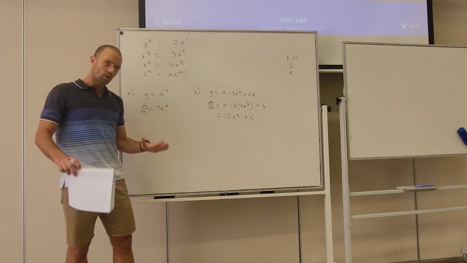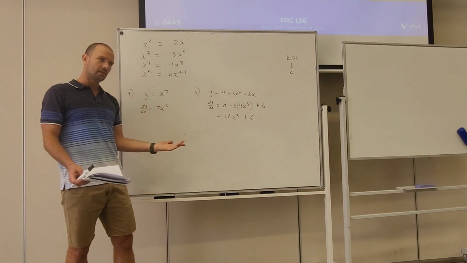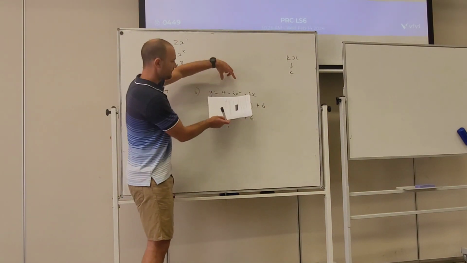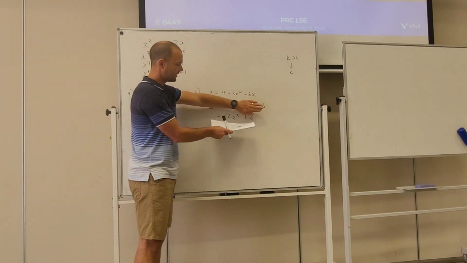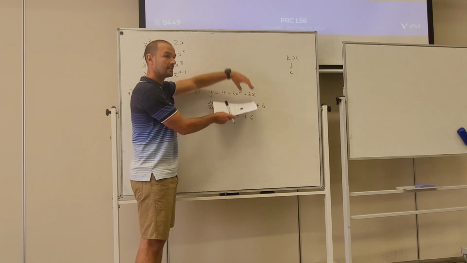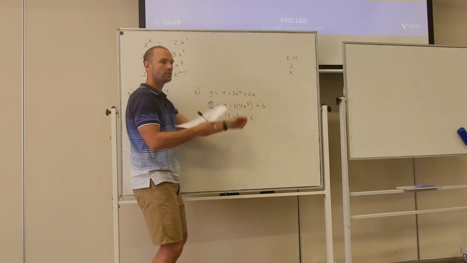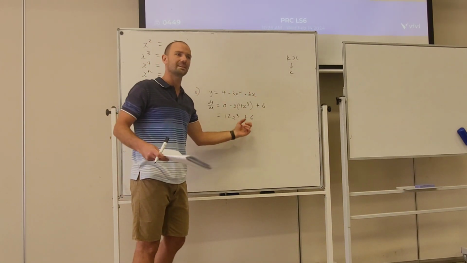The only time you're required to simplify something is when it gives you a function and says show that the derivative is this. If it says show that the derivative is this, then you need to manipulate it in order to get to that answer.